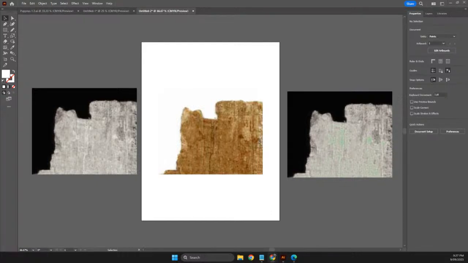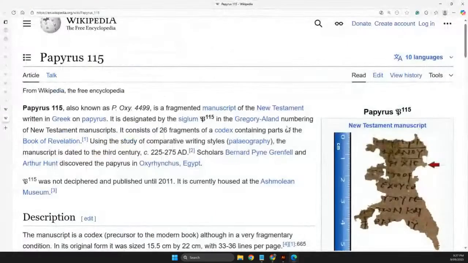What have I got here? Okay, I've got a few things open. So that's what we're sort of looking for: the key, the iota, and the sigma there. So Papyrus 115 has that reading in Revelation.